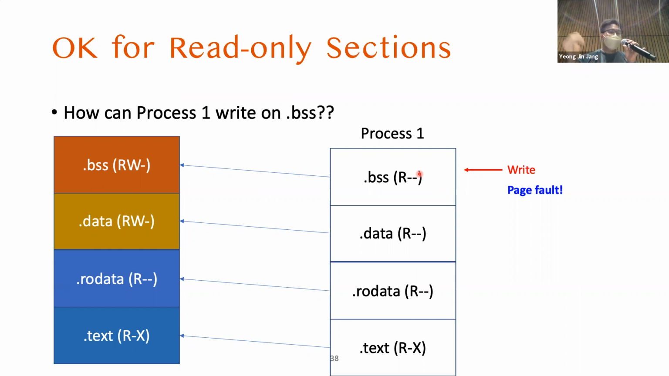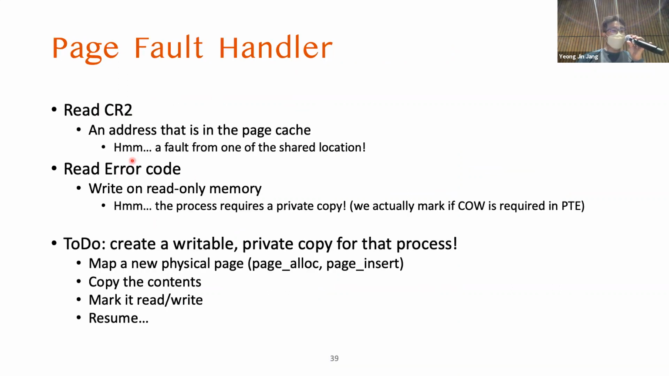If we go back to this one, this should be read-writable. So this is a benign fault that should be handled, right? We can catch that kind of information by using CR2 and the error code. After identifying that, we can create a writable mapping with the content of that BSS area, and then make it private to that process. That's why it is called copy on write.